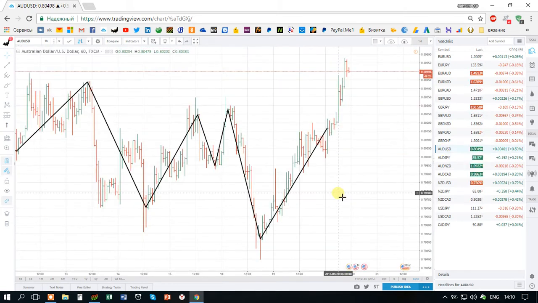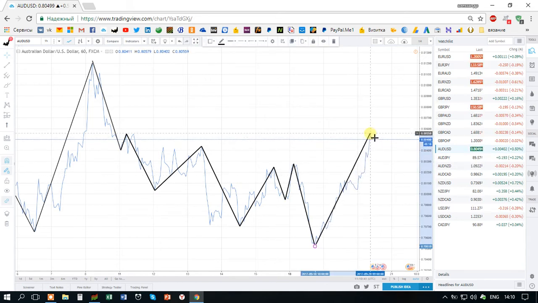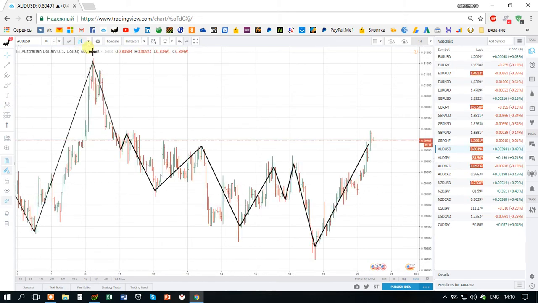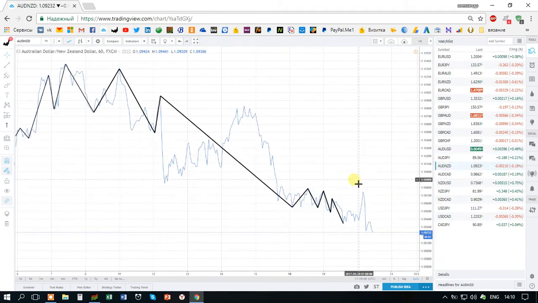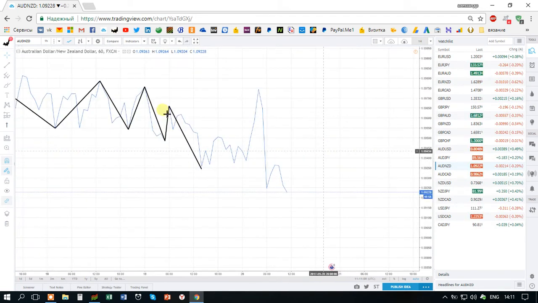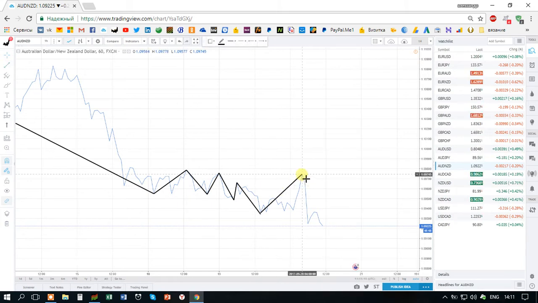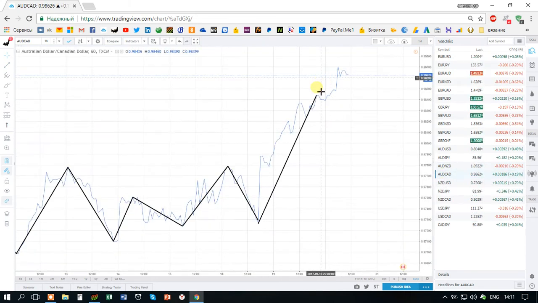AUD Dollar moving higher. A new higher high. Do we have a Cypher pattern? No, no Cypher. AUD Yen moving higher. I am short on this pair and it is moving higher. Well, maybe I will have a stop loss. It's time for me to have a stop loss. I didn't have any stops for about a week already. Only winners. So it's time already. Time came to have a stop loss.